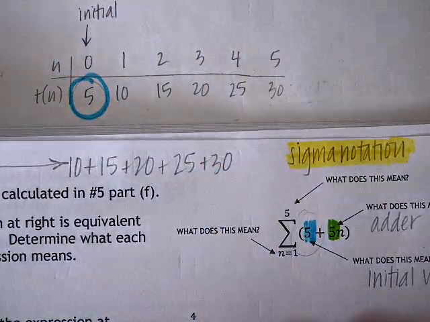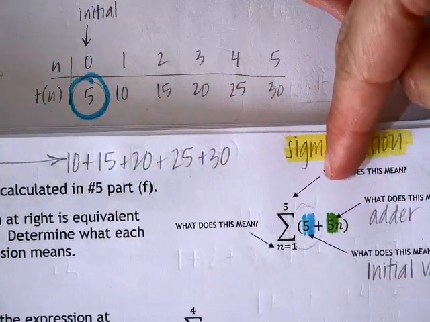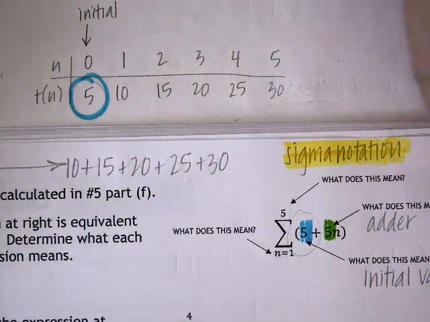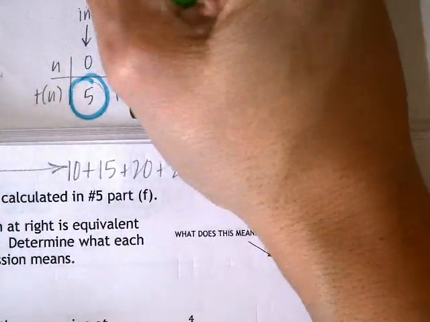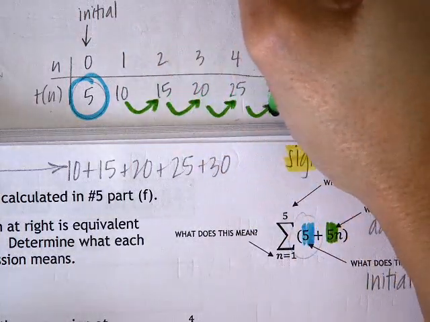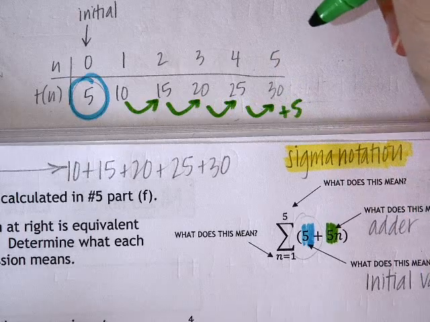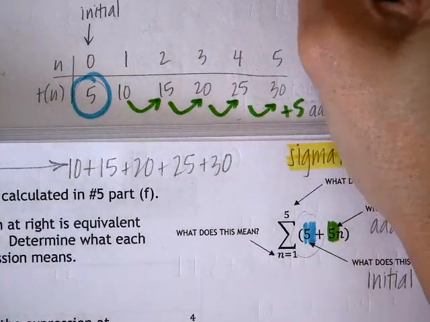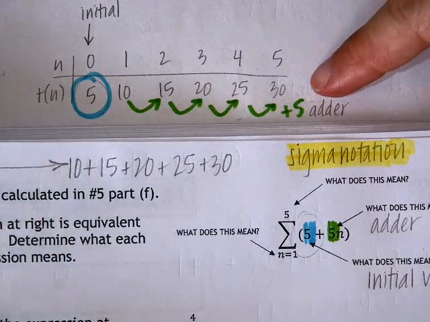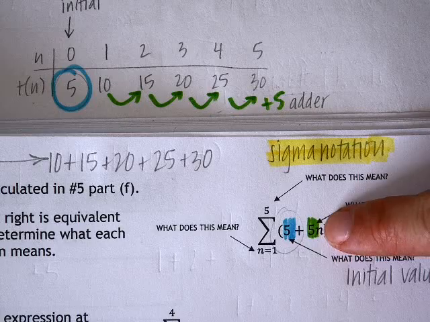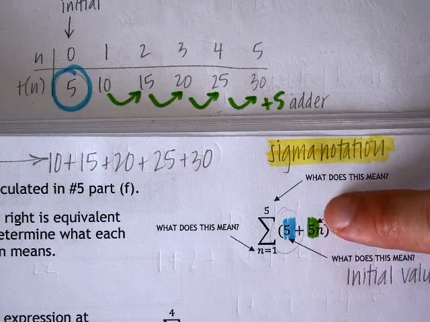So that 5, which I'll color code blue so you can see where I'm coming from here, that 5 is still the initial value of the sequence. Since the pattern still increased by 5 every time I jumped to a new number in the sequence, that pattern of adding 5 is the adder, we've been calling it. That's why, with the green color coding, I wanted to make sure that connection is clear to the structure that we already know and love for traditional arithmetic equations.